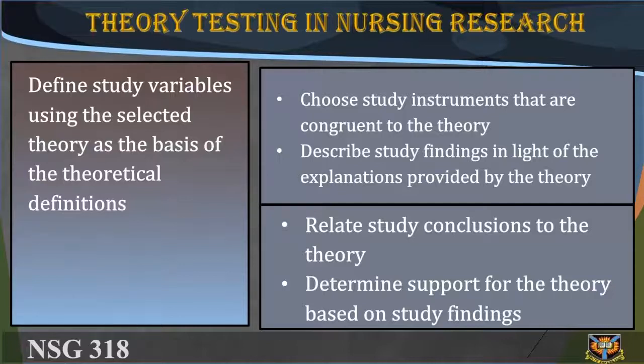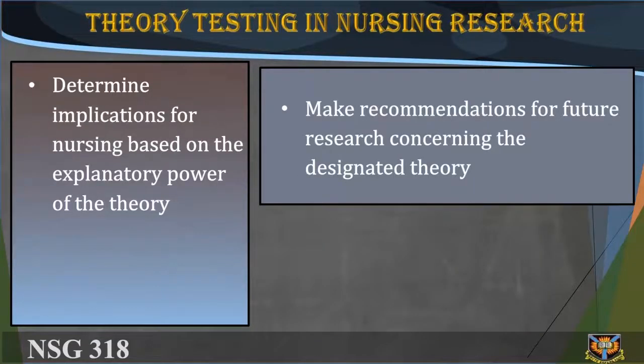Choose study instruments that are congruent to the theory. Describe study findings in the light of the explanations provided by the theory. Relate study conclusions to the theory. Determine support for the theory based on study findings. Determine implications for nursing based on the explanatory power of the theory. Make recommendations for future research concerning the designated theory.